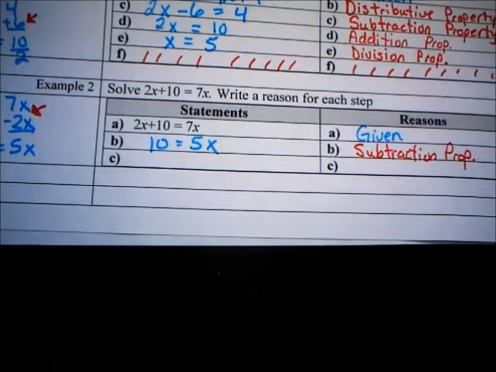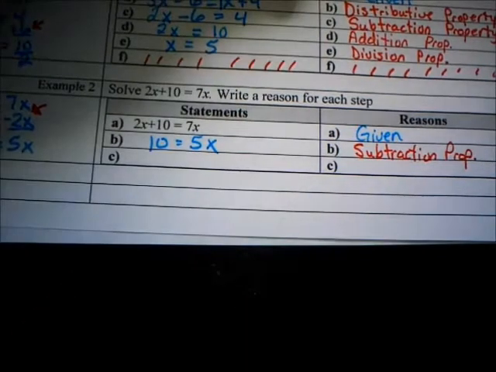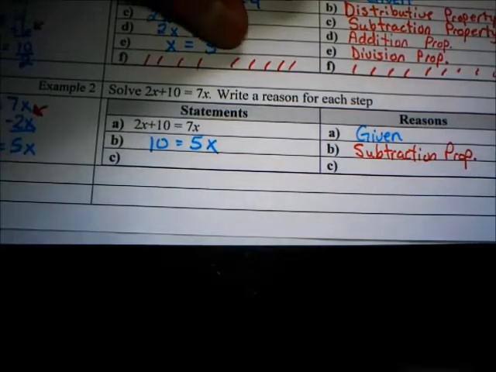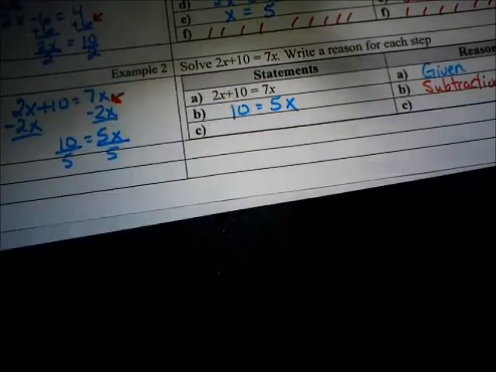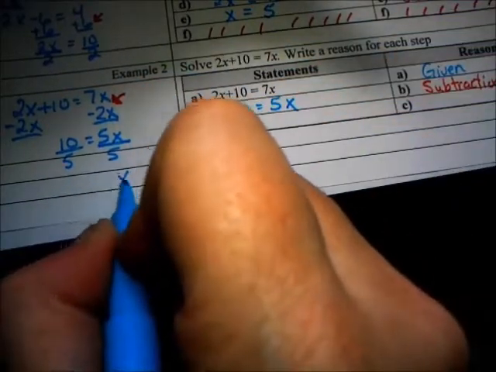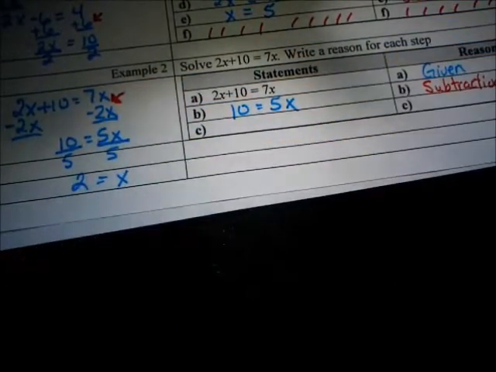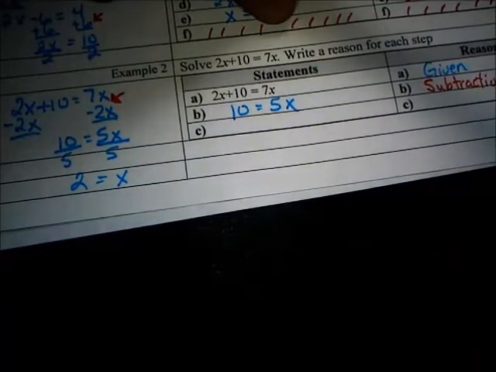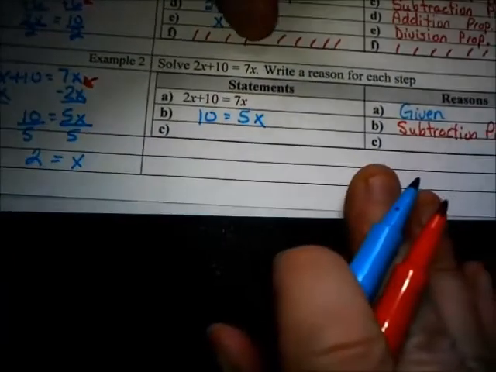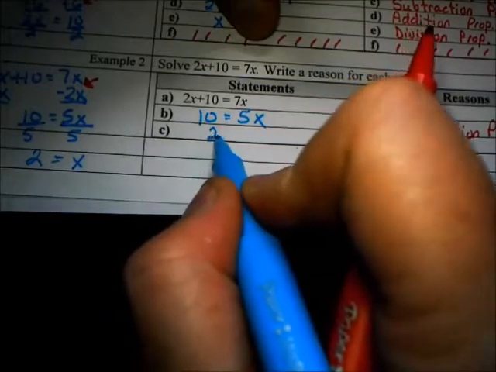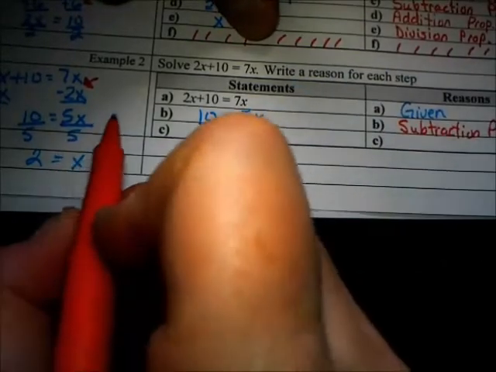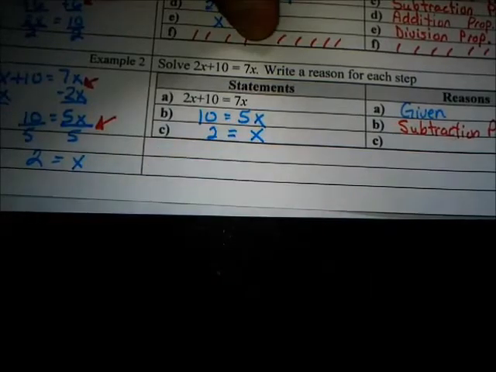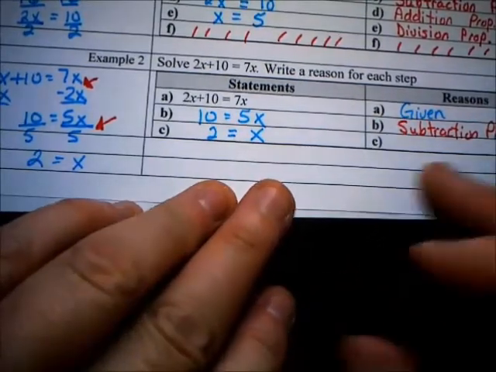Okay. And now if I'm looking at my problem, next would be to divide by 5 on each side, which gives me 2 is equal to x, which would be my C blank. And this operation that I did right there is division.